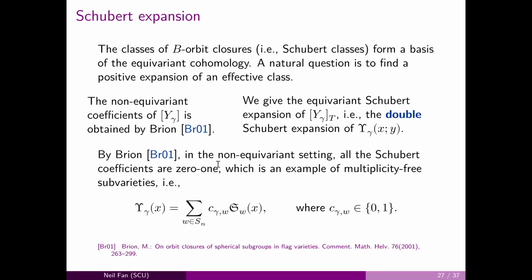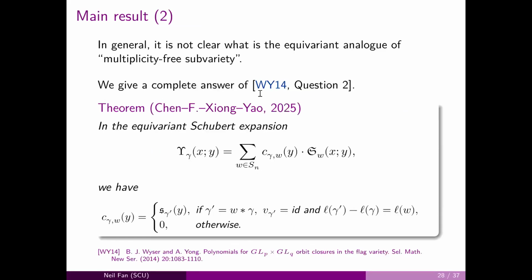By Brion, in the non-equivariant setting, all the Schubert coefficients are 0 or 1, which is an example of multiplicity-free subvarieties. They look like this. The coefficients are always 0 or 1. So in general, it's not clear what the equivariant analog of multiplicity-free subvarieties is. We give a complete answer to question 2 of Wyser and Yong. In the equivariant Schubert expansion, the coefficient c sub gamma w is either a Klein polynomial or 0.